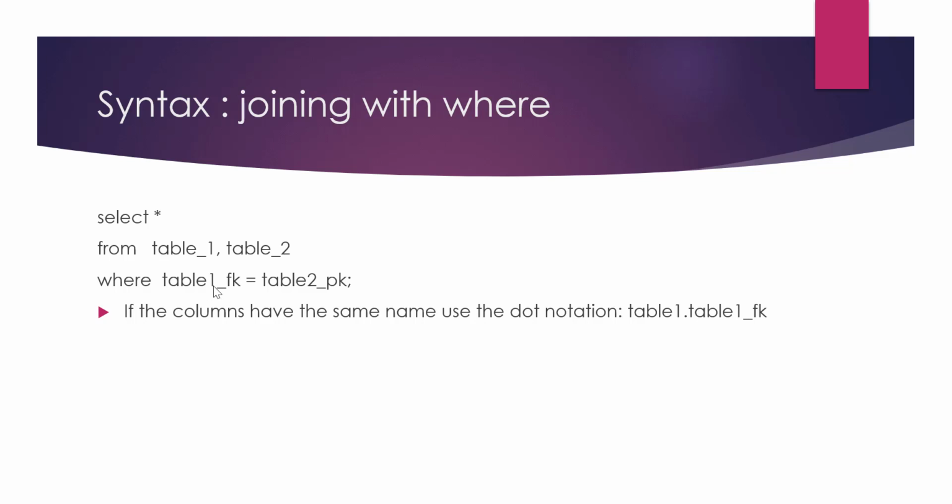So if we have the same name, for example, in both tables for a column that they have in common, in that case, we'll need to use the dot notation. With the dot notation, I'll list the table name, dot, the column name. This way I can uniquely identify that column and know which table this column belongs to.